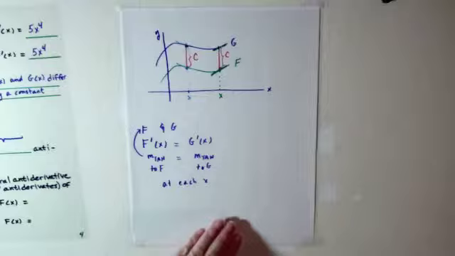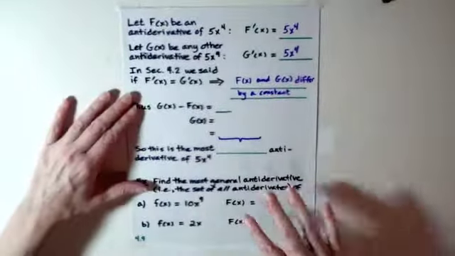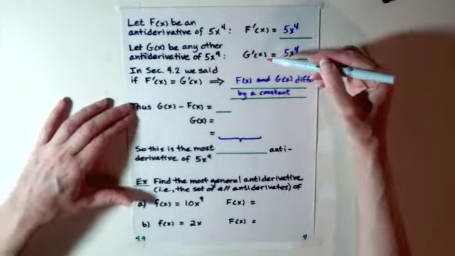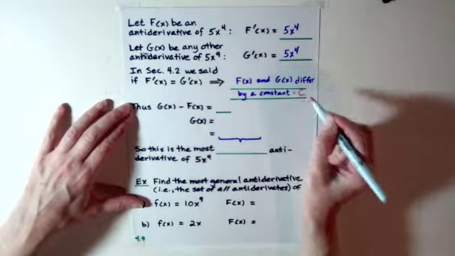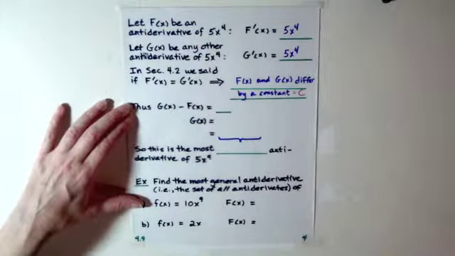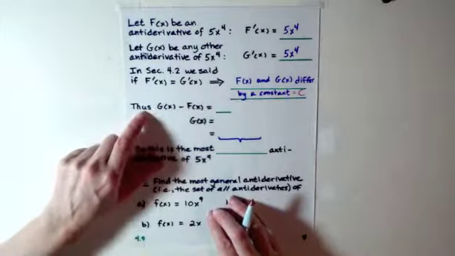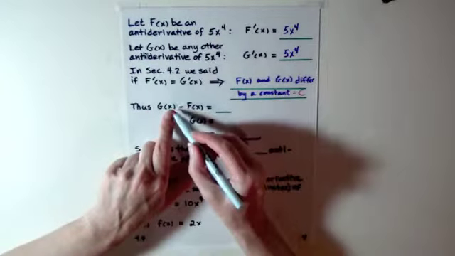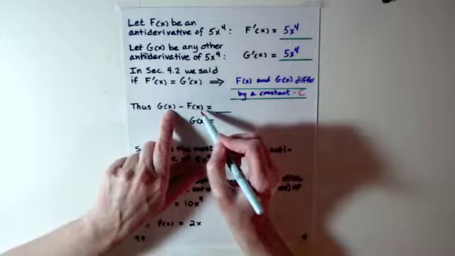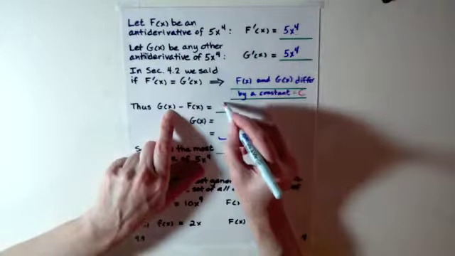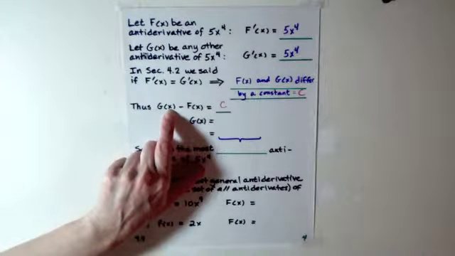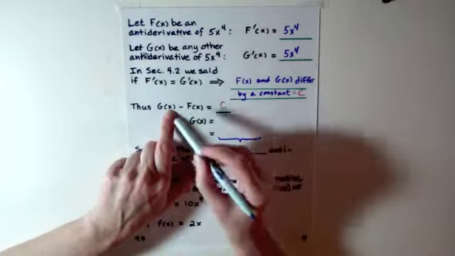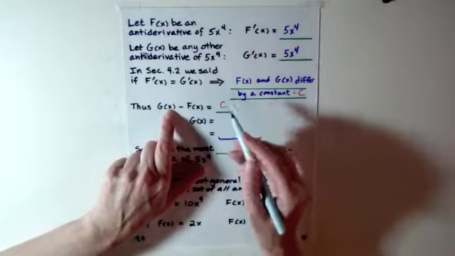So that's what we said back in 4.2, and I'm going to just go ahead and use that information now. If F prime and G prime are the same, then F and G differ by a constant that we call capital C. All right, so let's go ahead and fill this in. Thus, if I were to subtract G of x minus F of x, I would get that constant. They differ by a constant means their difference equals some constant. And what I'd like us to do now is just to solve for G in this equation. I'm going to move the capital F over.